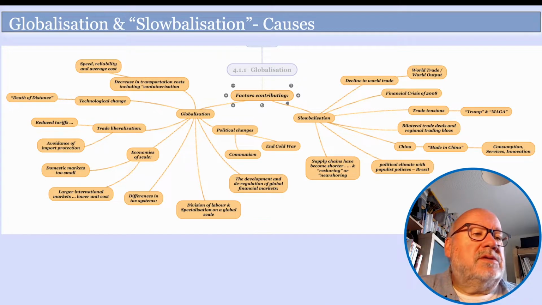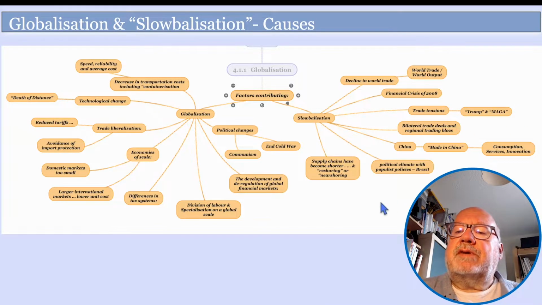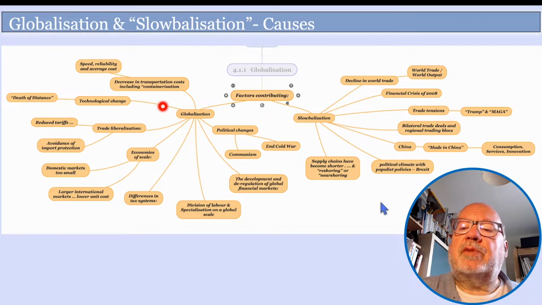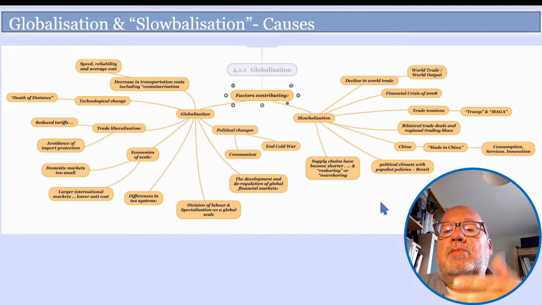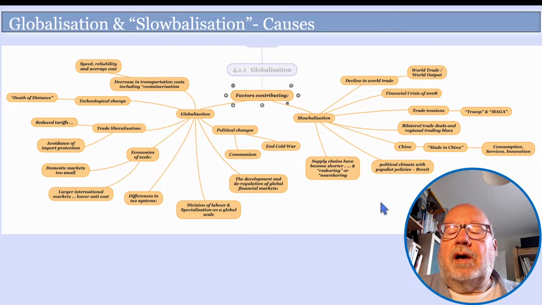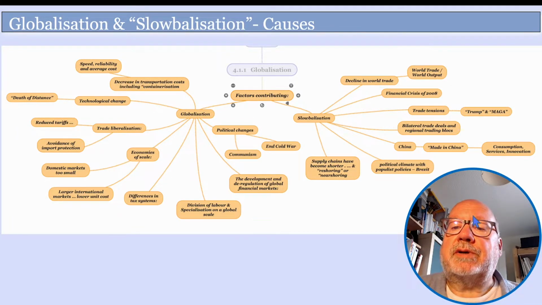So I'm going to leave this up here because the factors really are here for globalization, here for slowbalization, and I'm going to go through those in a minute, but you might want to take a screenshot of that slide so that you've got them in your notes, although if you want notes on them I can, and I will be giving you notes on both of those topics.